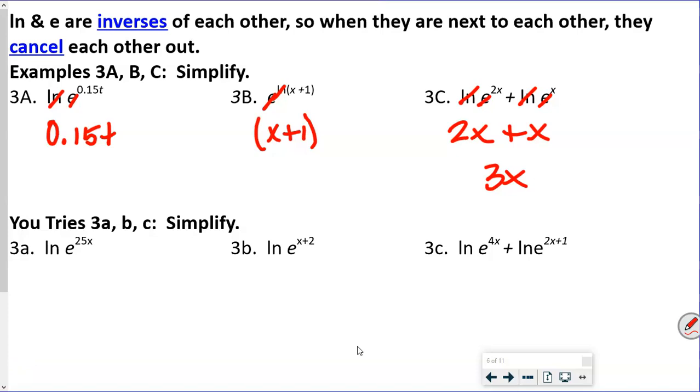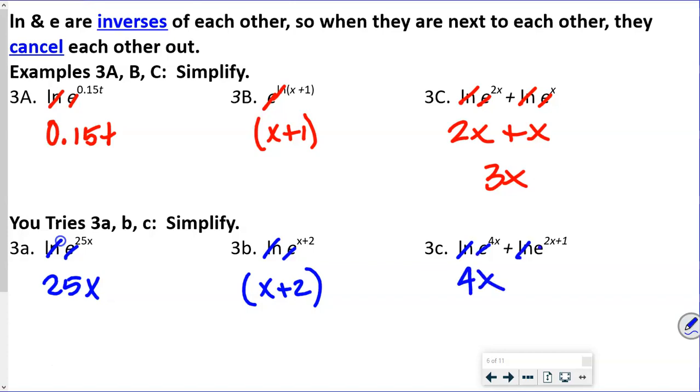So go ahead and do these U-tries down below and see if you guys can give me the correct answers. On these, again, it cancels out, so this is just 25x. These two cancel each other out, so you're just left with x plus 2. And these two cancel each other out, so you have 4x here, and then you have plus 2x plus 1. These are like terms, so that's going to give us 6x plus 1. It is that easy.